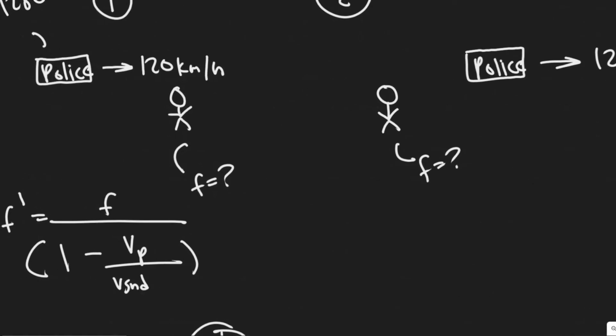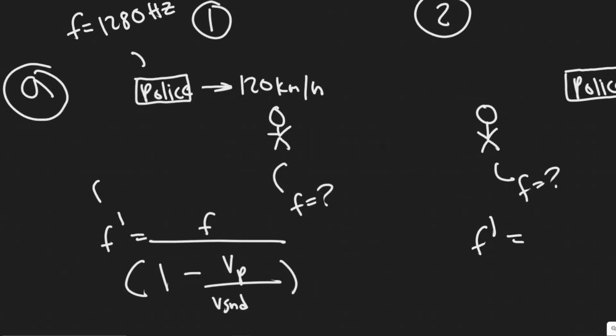And so the difference here is that we're going to call f prime just for the B part. You can say this one's for it moving toward, and this one's for receding.